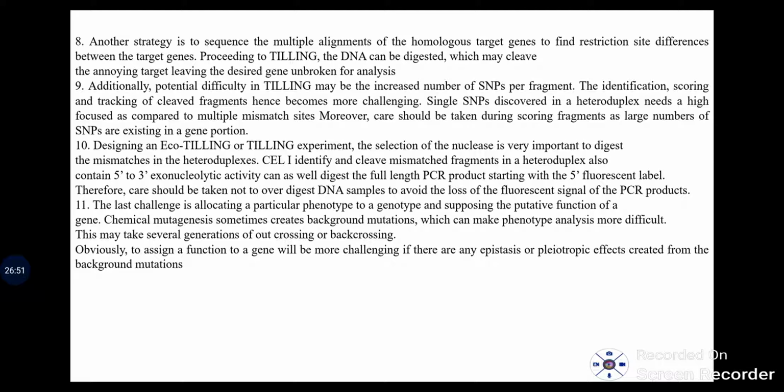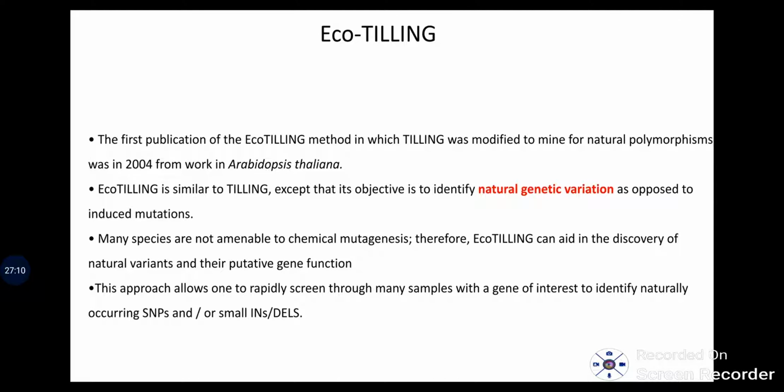Obviously, to assign a function to a gene will be more challenging if there are any epistatic or pleiotropic effects created from the background mutations. That means the presence of pleiotropy or epistasis are like villains in the TILLING approach. Coming to EcoTILLING, it is just a modified part of TILLING.